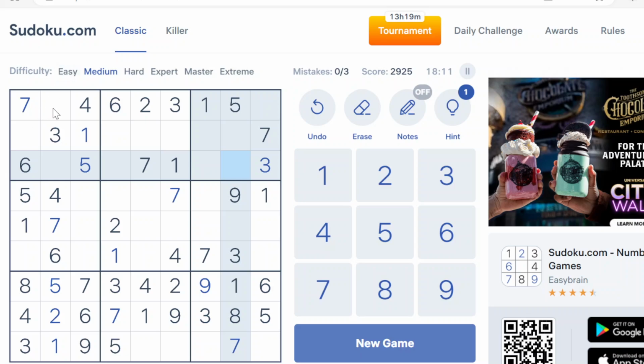So these two columns already have 4, so... And for this box, these two are already occupied, so... Yeah, 4 has to go here.